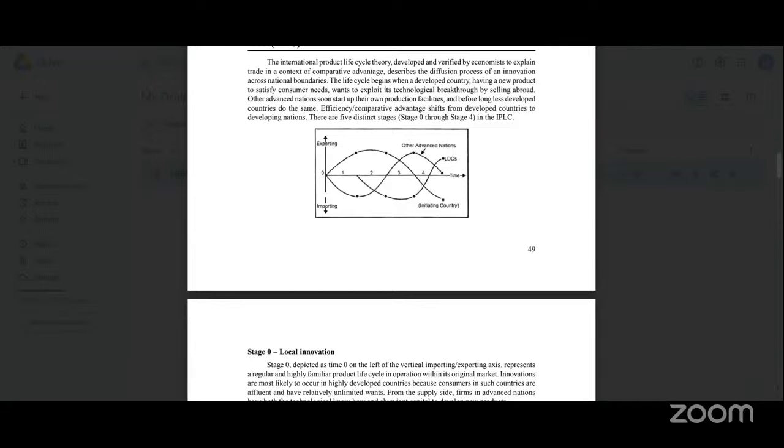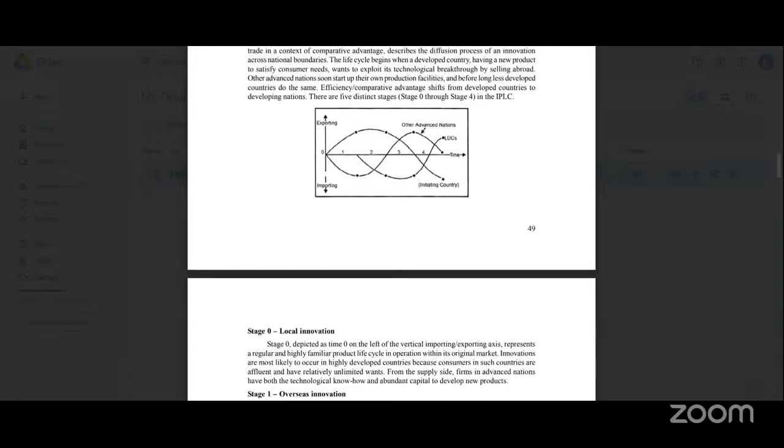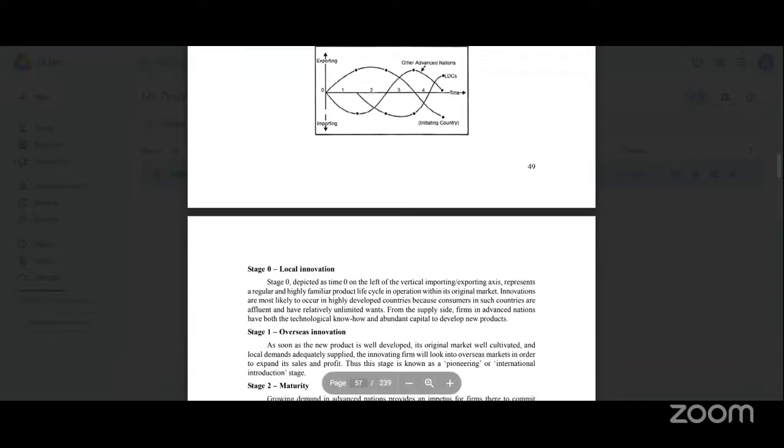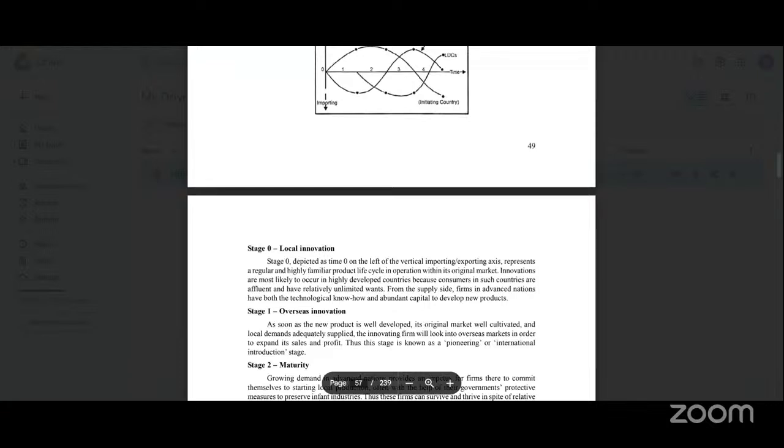So, if we were to look at the international product life cycle, or IPLC in short, it fundamentally goes through five distinct stages, that is stage 0 through stage 4. So, look at the diagram. Stage 0 talks about local innovation. That is in the home country, where time is depicted as 0 on the left of the vertical importing or exporting axis. So, it represents a regular and highly familiar product life cycle in operation within its original market.